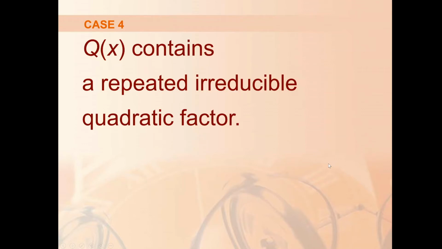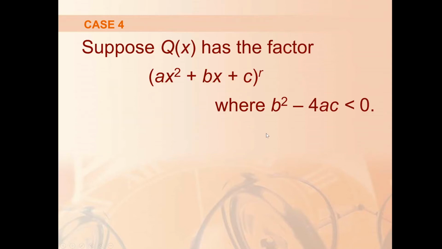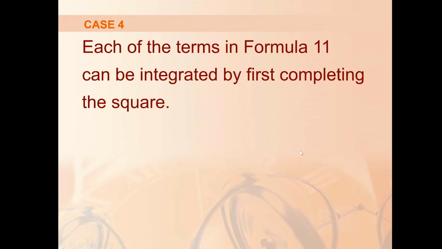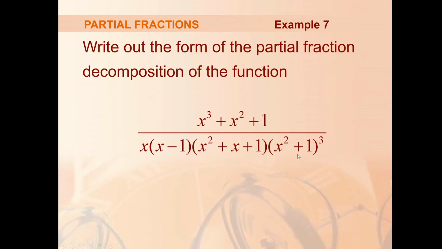And now let's talk about case 4. So let's say that q of x contains a repeating irreducible quadratic factor. So let's say that q of x has the factor of the quantity ax squared plus bx plus c to the power of r, where b squared minus 4ac is less than 0. So let's say we do have the repeating, irreducible repeating factor. Okay? So now here's the one.